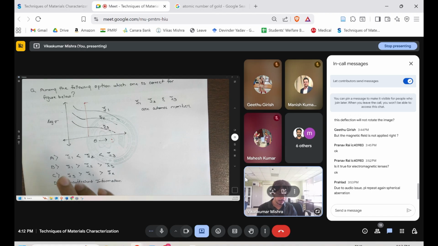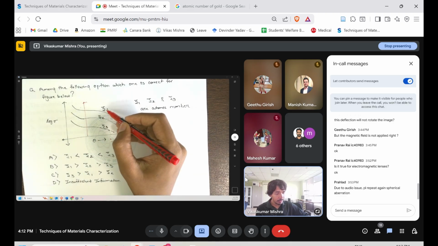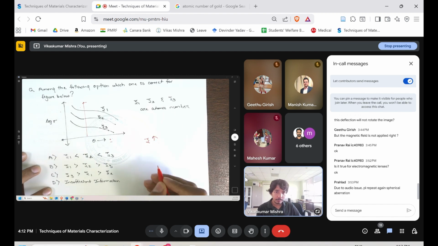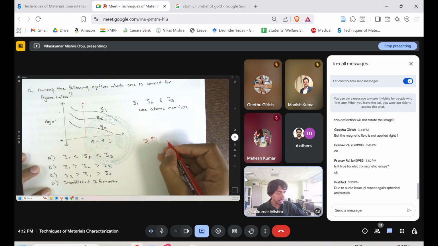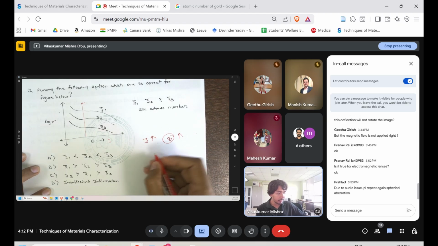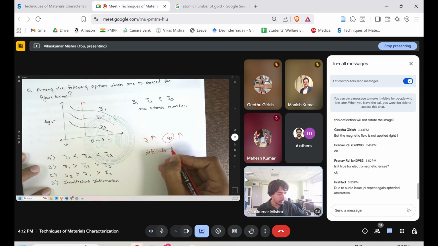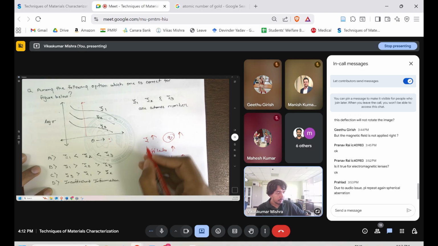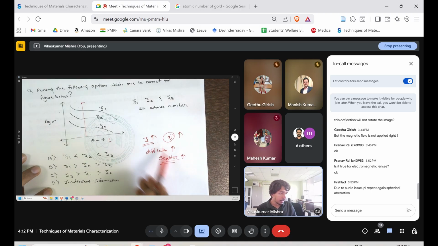So what is happening over here? We know if the atomic number is increasing, the charge on the nucleus will increase. It will deflect more. Deflection will be more. It will scatter more. The scattering will increase. They go hand in hand.